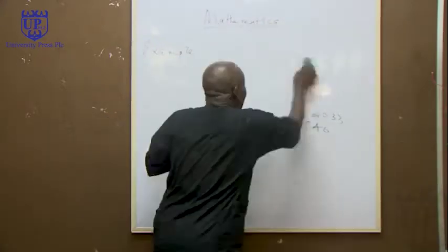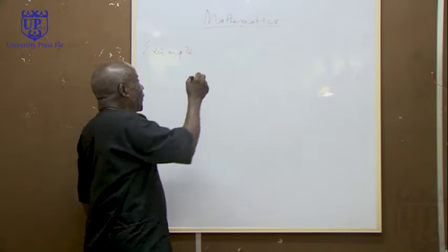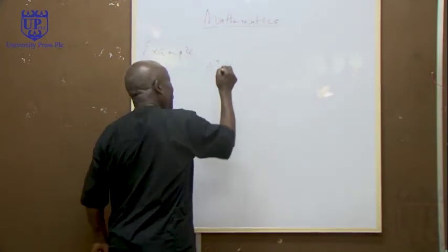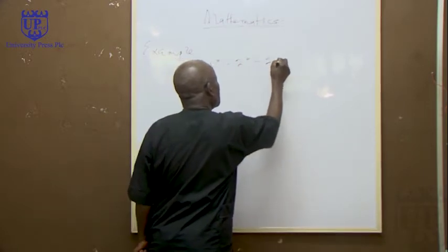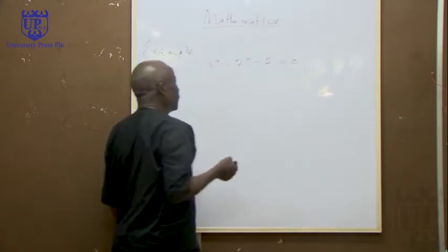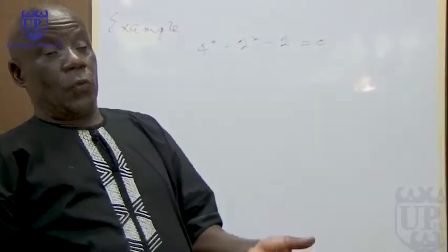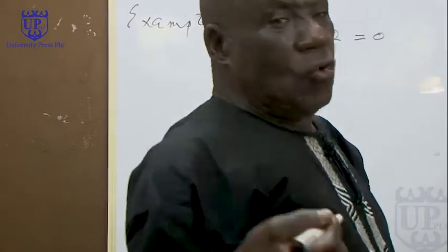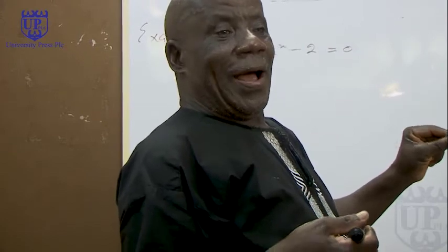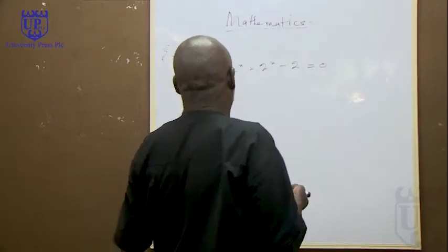Now let's look at this one. Let us consider another example. 4 raised to power x minus 2 raised to power x minus 2 equals 0. This type of question is very common. But some of you, because of 4, 2, and 2, you think you just solve straight. No, this is exponential equation. And by the time you substitute, it gives you quadratic equation. This one is in quadratic form.